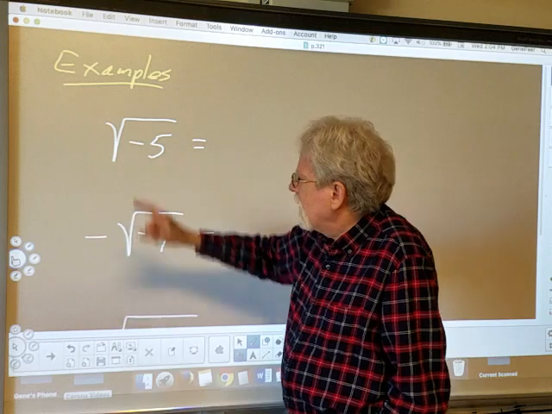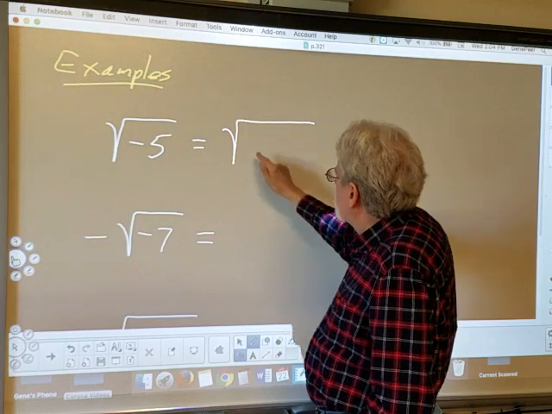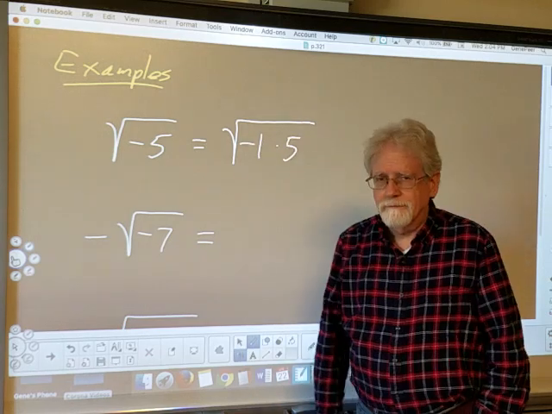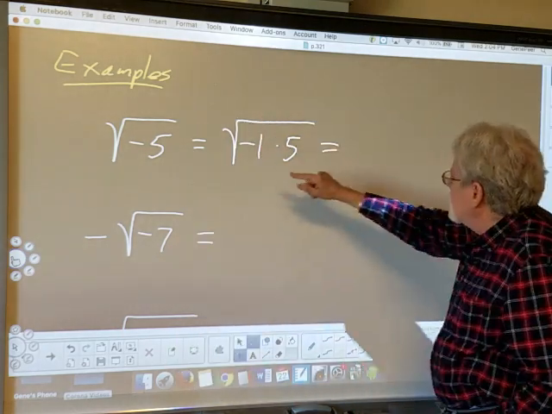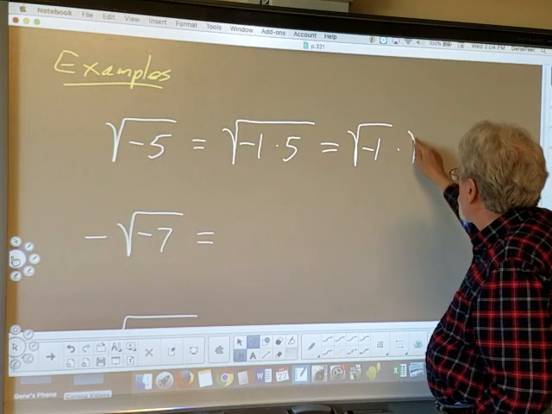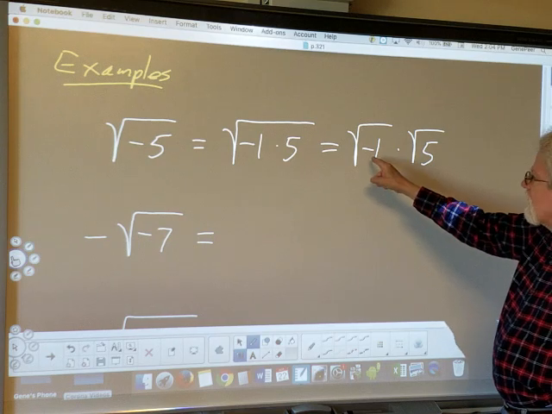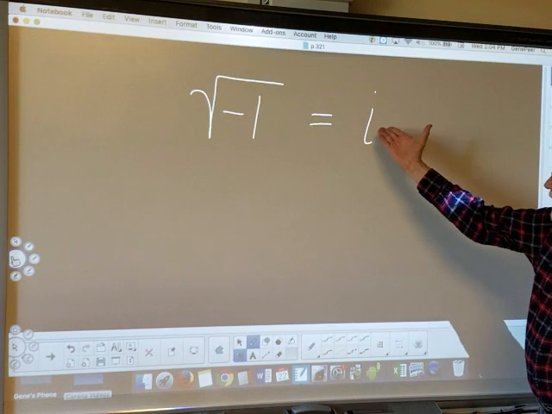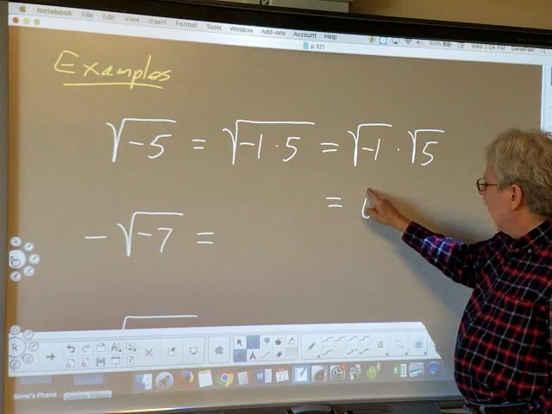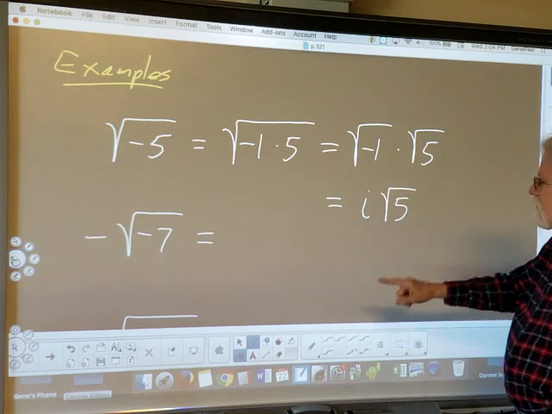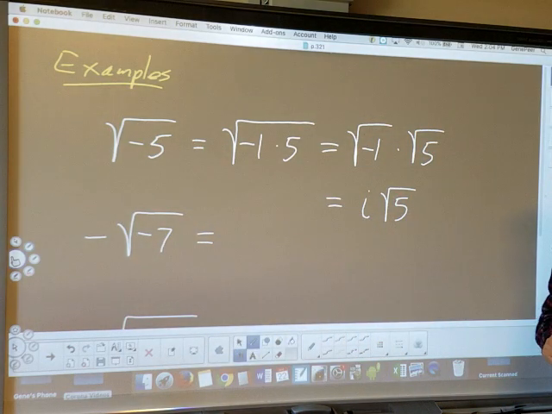Let's write a better name for the square root of negative 5. Isn't the square root of negative 5 the same thing as the square root of negative 1 times 5? Mm-hmm. And aren't we allowed to split that? We've seen that before. Doesn't that become the square root of negative 1 times the square root of 5? Yes. And don't we define the square root of negative 1 as i? Yes. So I change that square root of negative 1 into an i, and so the square root of negative 5 is i times the square root of positive 5.